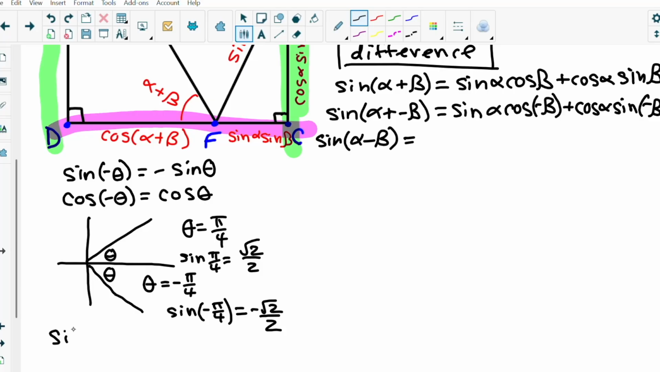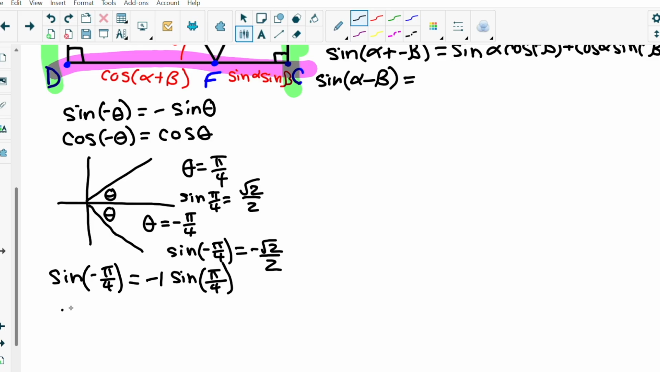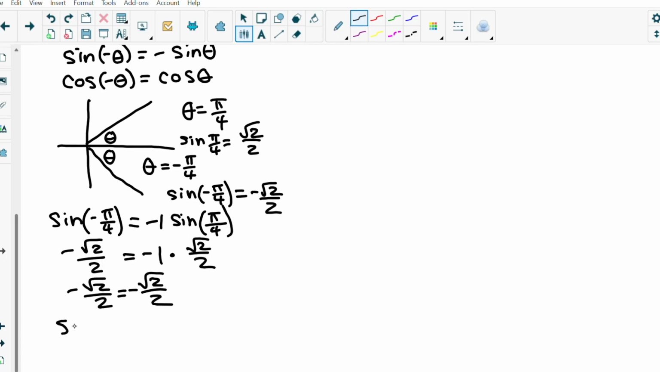Okay, so if I line this up, if I say the sine of negative pi over 4 equals, well, I have to adjust the positive version of the angle, sine of pi over 4, by negative 1 so that it's true. Let's take a look. Sine of negative pi over 4 we said is negative square root of 2 over 2 equals negative 1 times what, sine of pi over 4? Square root of 2 over 2. So negative square root of 2 over 2 equals negative square root of 2 over 2. Therefore, we can conclude that sine of negative theta equals negative sine of positive theta.